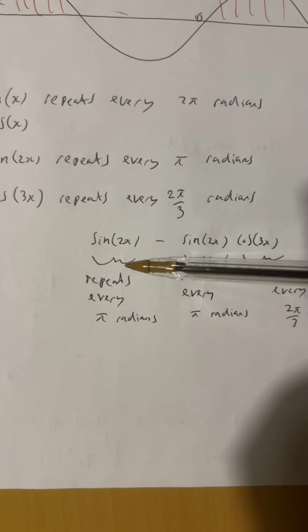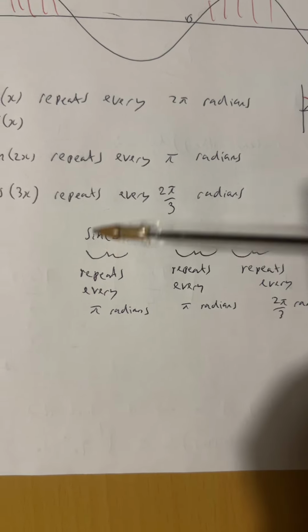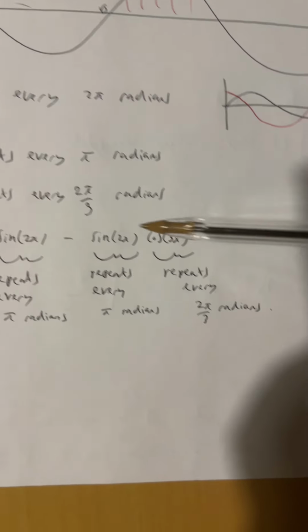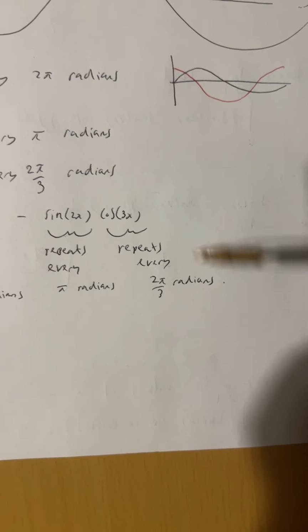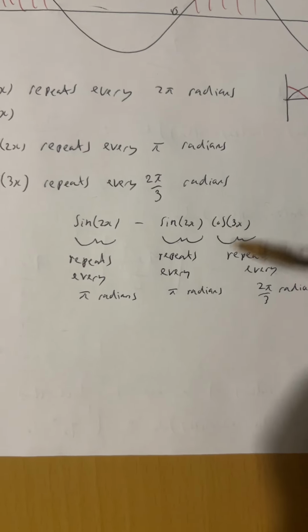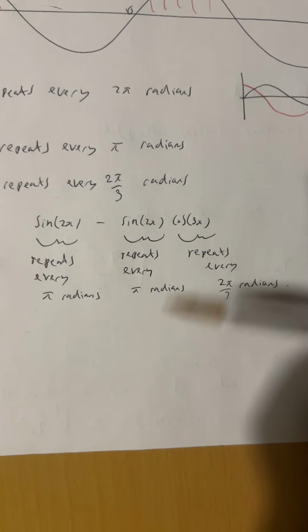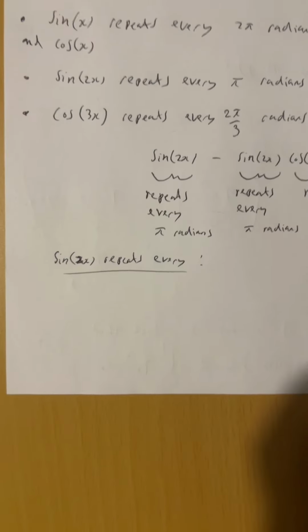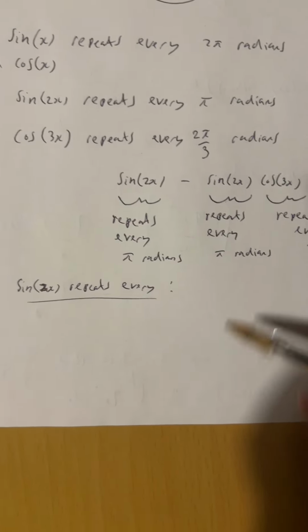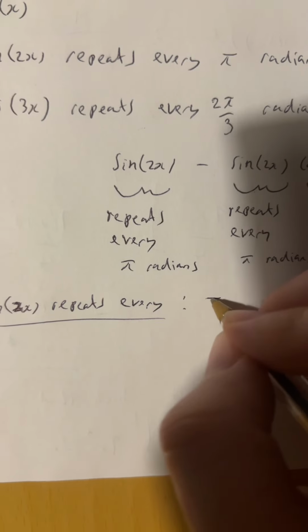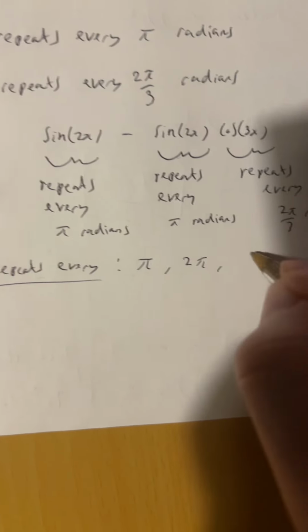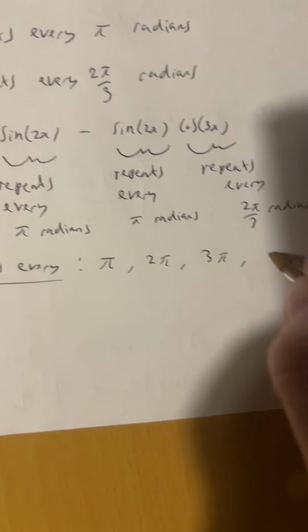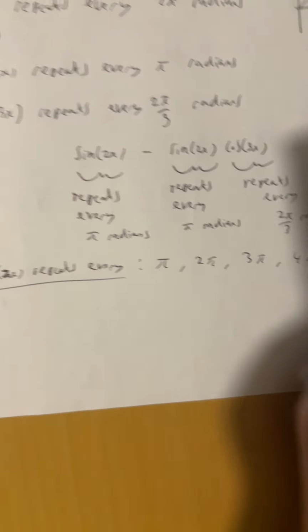So we've got a situation here where this wave repeats every pi radians, this wave repeats every pi radians, but this wave repeats every 2 pi over 3 radians. So we've got to think about lowest common multiples a little bit with this. So if sine 2x repeats every pi radians, then of course it repeats every pi radians, but it also repeats every 2 pi radians, every 3 pi radians, every 4 pi radians, right? Just the multiples of pi.